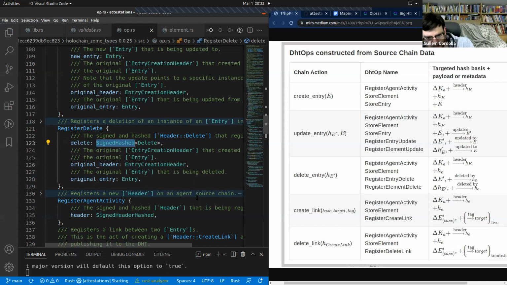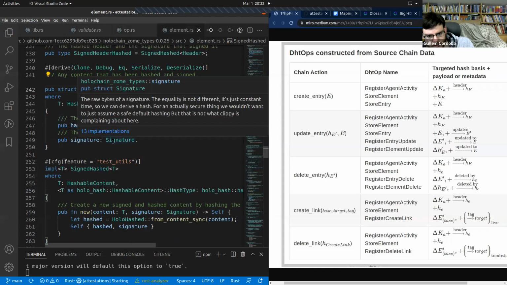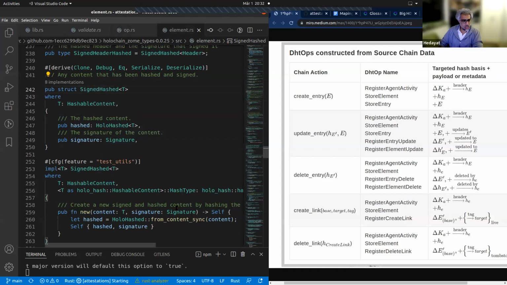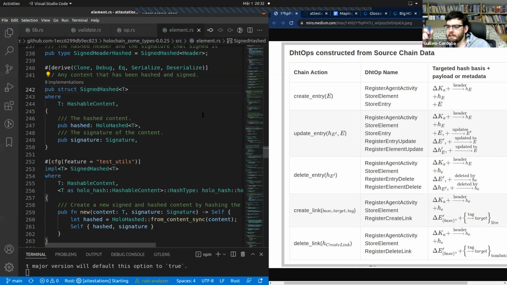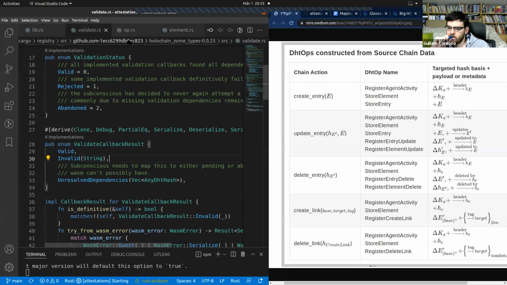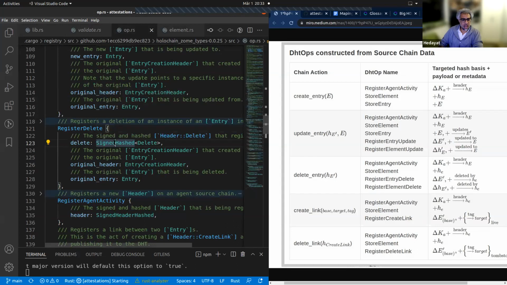If you click on the signed hash, that's actually the header, right? So this is not the signature. This is the delete header together with its hash, together with its signature. I see. It means the hash of the operation, the delete operation. No, that's the header. The header. Yeah.